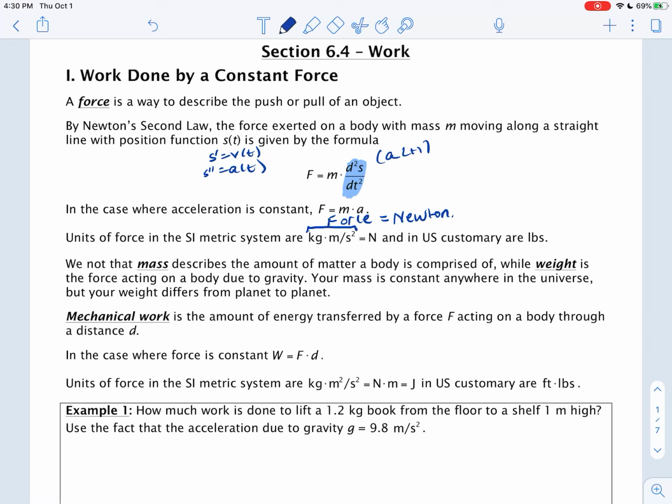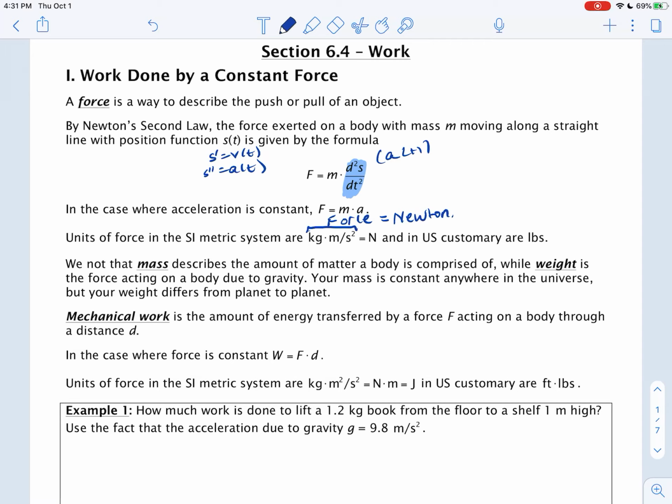We also want to note that mass describes the amount of matter in a body, while weight, talking about the U.S. customary units of measurement, is the force acting on a body due to gravity. So your mass is going to be constant everywhere in the universe. However, your weight will differ from planet to planet because the acceleration due to gravity is different on each planet in the universe. All right.